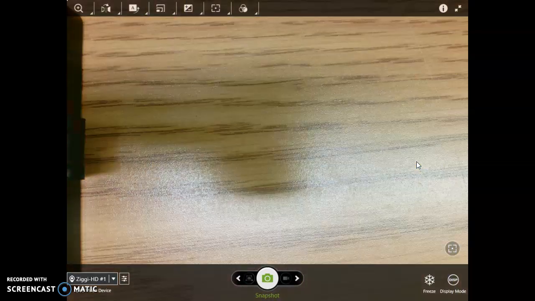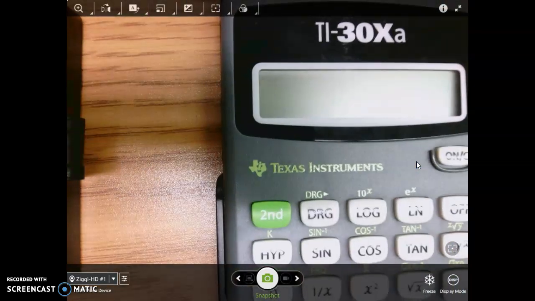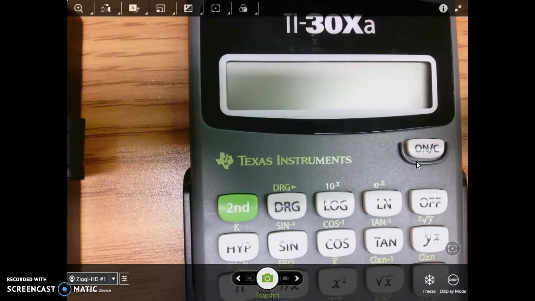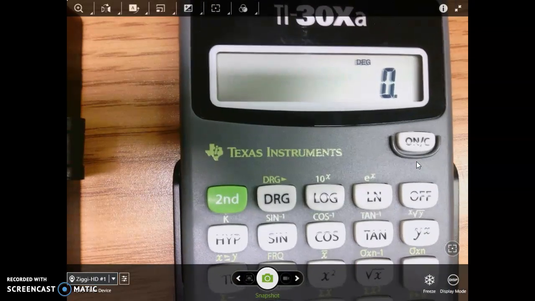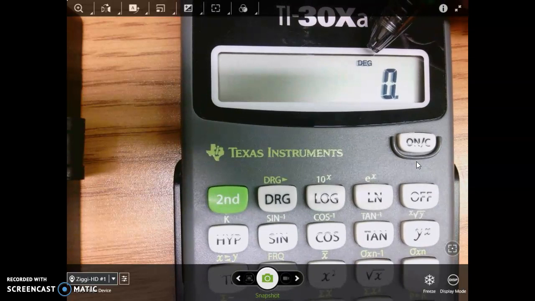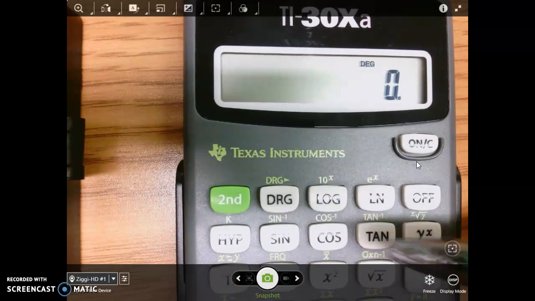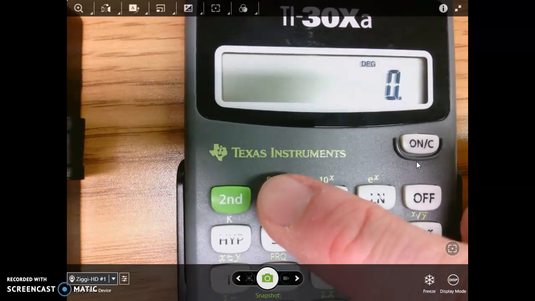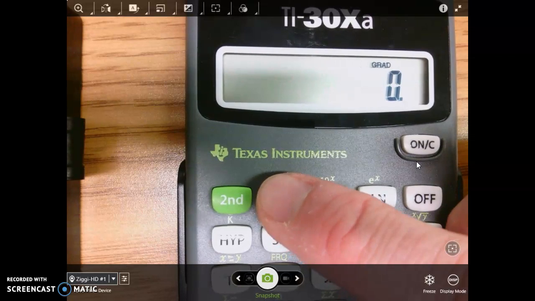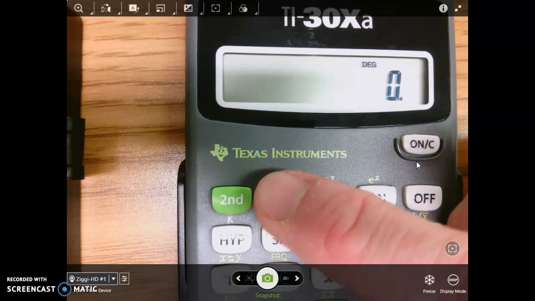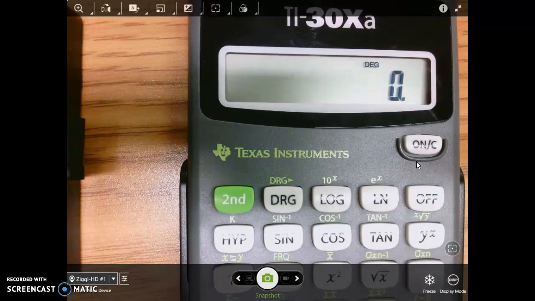If you have an older calculator, if you turn it on, right there, this is already in degree mode. So we're good. Now, if it wasn't, there should be a DRG button somewhere on your calculator. Okay? And if you hit that, it changes it to different types of ways to read an angle. So degree, radian, gradient. We want to be in degree. And if you do that, you're good to go.